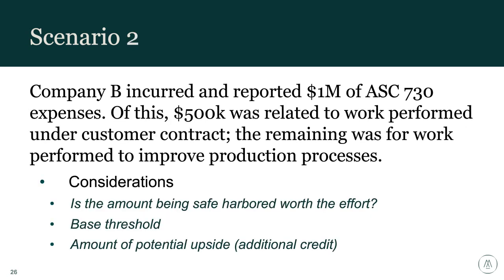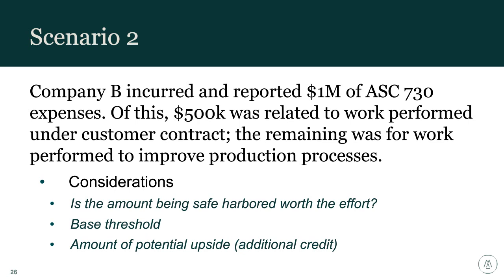The second scenario, I will say, is more common. This scenario is just where there's a mix of potential safe harbor expenses and a significant amount that's not safe harbored. In this case, Company B also had $1 million, but half of it was performed under customer contract, and the other half was improving a production process. So improving production processes can qualify as an R&D expense as well as for the credit, but it is an area that the IRS looks at in depth, and it can be a little bit more challenging to support.